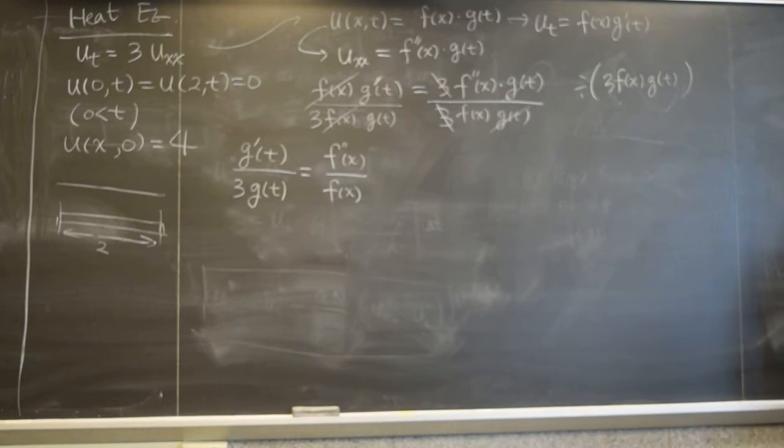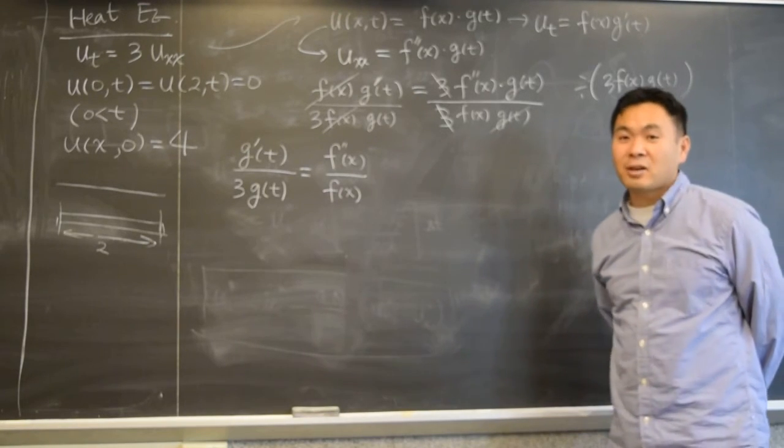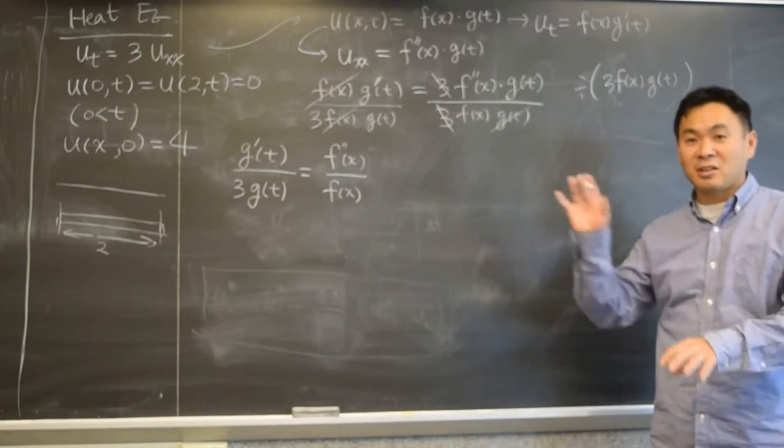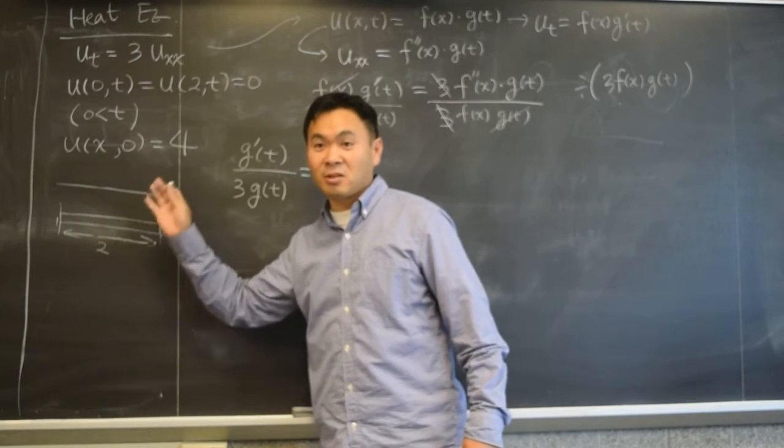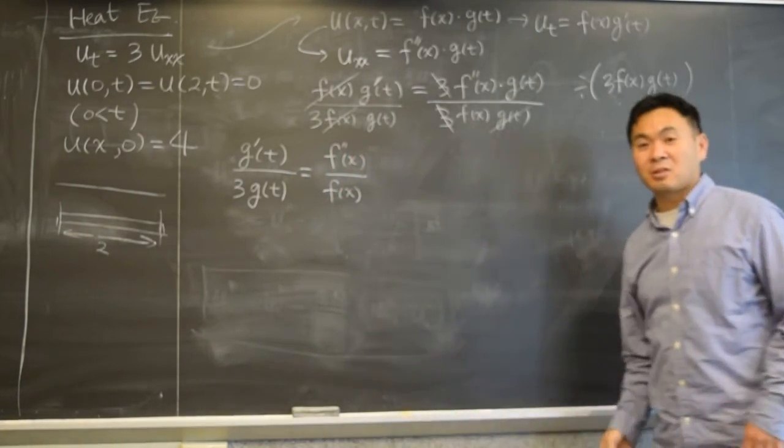Okay, on the left side, you have a function of t. On the right side, you have a function of x. How can they be equal? When x equals t? No, x and t, they're not related. Here, x is the position, t is the time. So they're not totally unrelated.